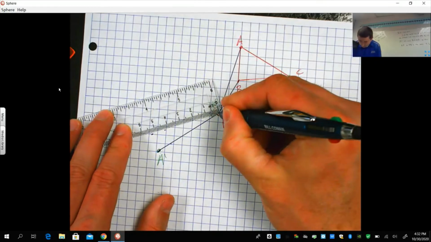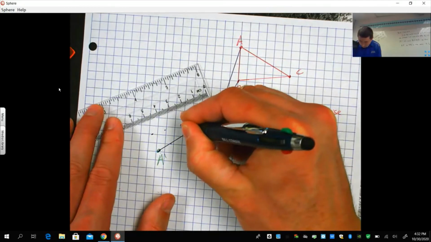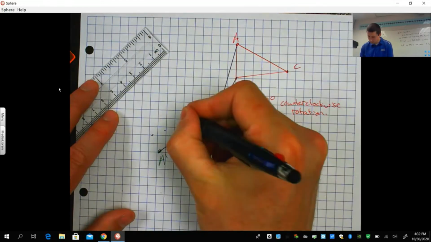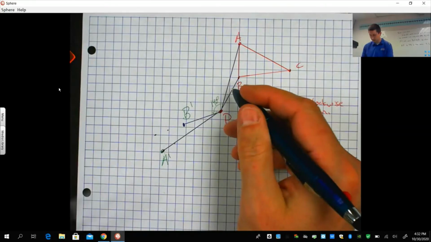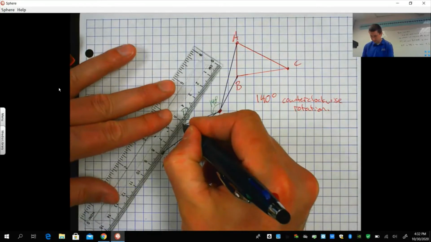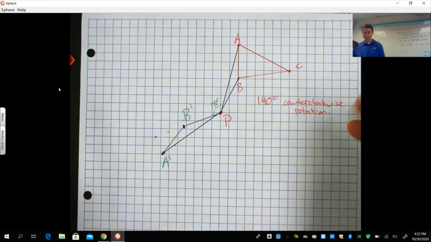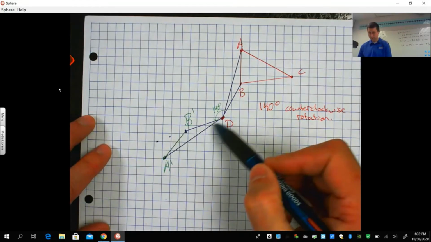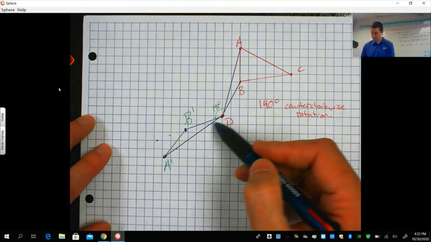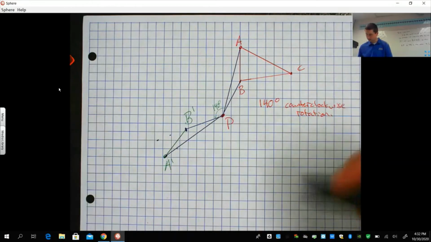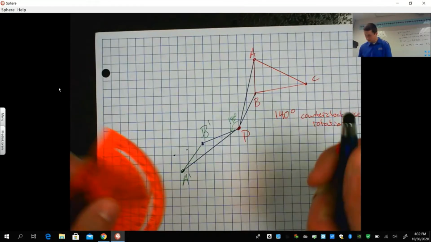I'm going to go 3 centimeters. And right there, that should be B prime. So we know we can connect A and B. A and B. Okay, now this is not our triangle. Remember these blue lines, darker lines here, they are helping me get the rotation done. Okay, finally, let's do C.